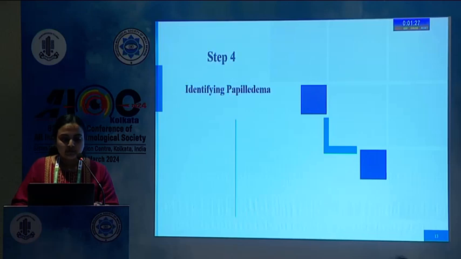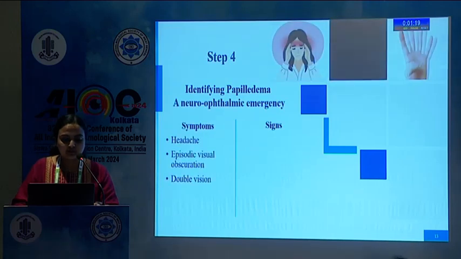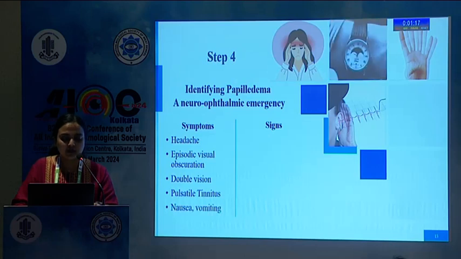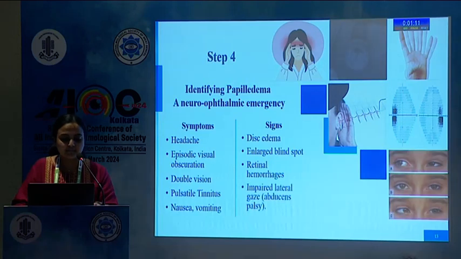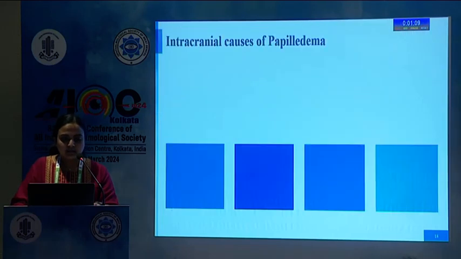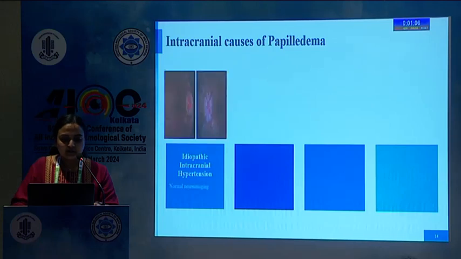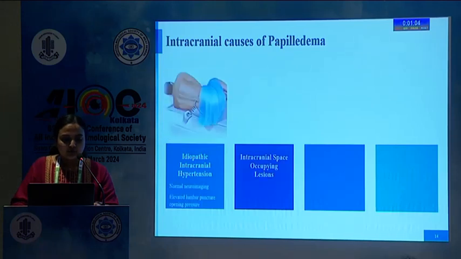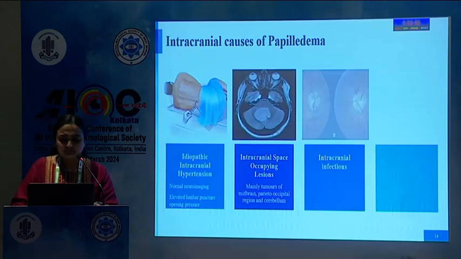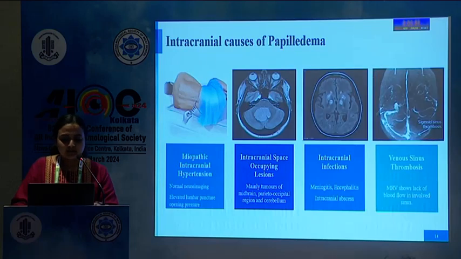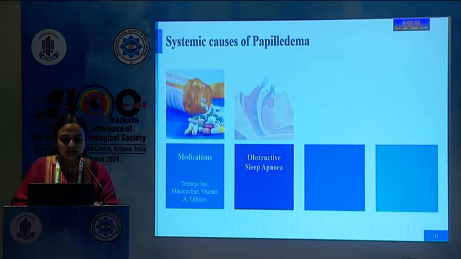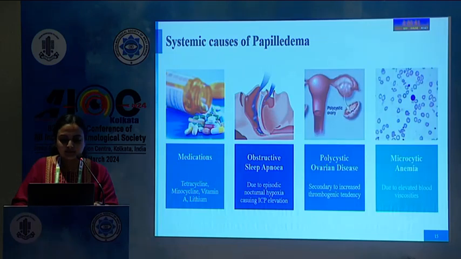So step 4, once you have established a bilateral disc edema, is to identify papilledema, which is a neuro-ophthalmic emergency. The symptoms will include headache, TIAs, double vision, pulsatile tinnitus, where the patient hears his own heartbeat, and nausea and vomiting. Signs will include disc edema and large blind spots, retinal hemorrhages, and impaired lateral gaze secondary to 6th nerve palsy. Intracranial causes of papilledema will include idiopathic intracranial hypertension with normal neuroimaging and just an elevated lumbar puncture pressure, intracranial space occupying lesions, intracranial infections, and also venous sinus thrombosis. Other systemic causes will include medications, obstructive sleep apnea, polycystic ovarian disease, and microcytic anemia.